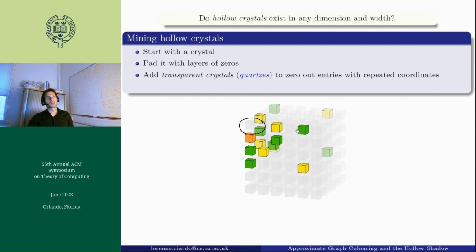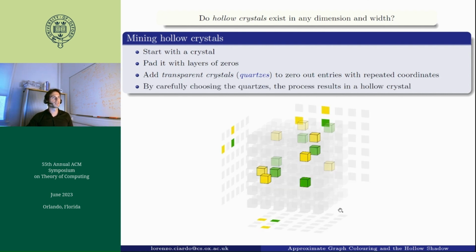But of course, this produces some problems. So you see these entries here used to be 0, but now they are non-zero. And they are also bad, so they also contain repetitions of the entries. So it's not really clear whether this procedure helps, but it turns out that if we choose the quartzes carefully, this procedure always results in a hollow crystal.